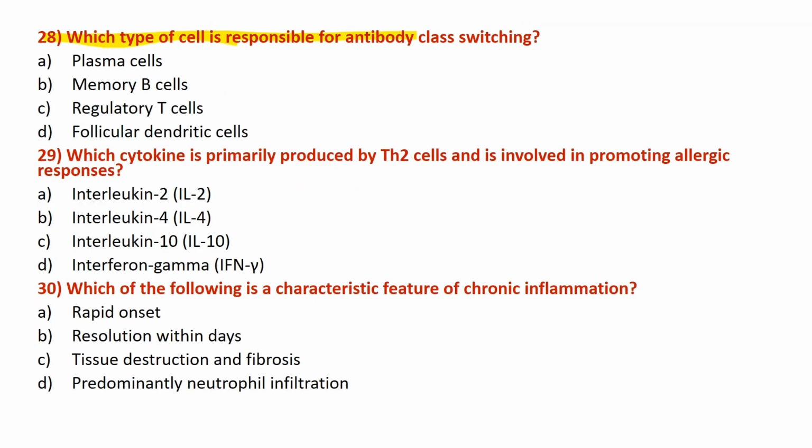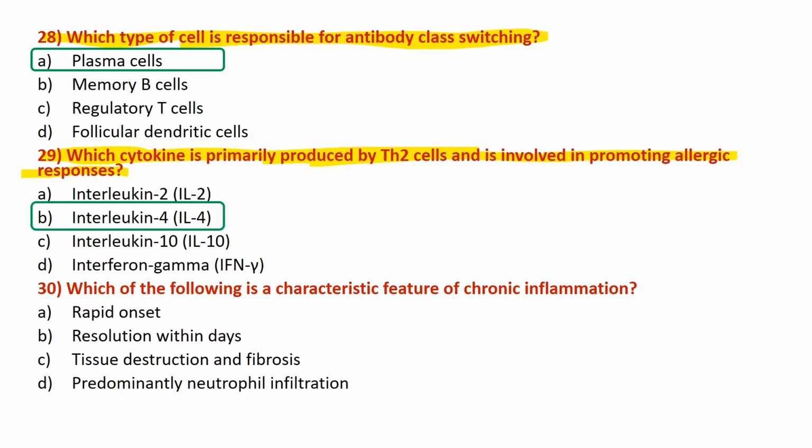Which type of cells is responsible for antibody class switching? And the right answer is plasma cells. Which cytokine is primarily produced by Th2 (T helper 2) cells and is involved in promoting allergic response? And the right answer is interleukin 4, IL-4. Right option is option B.